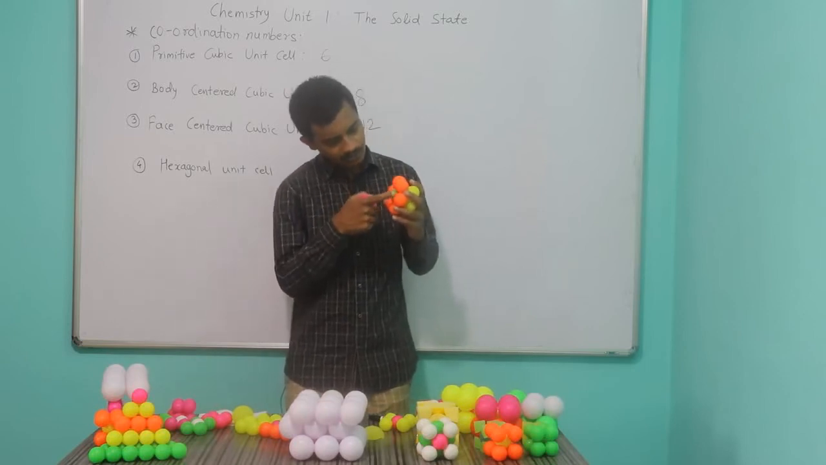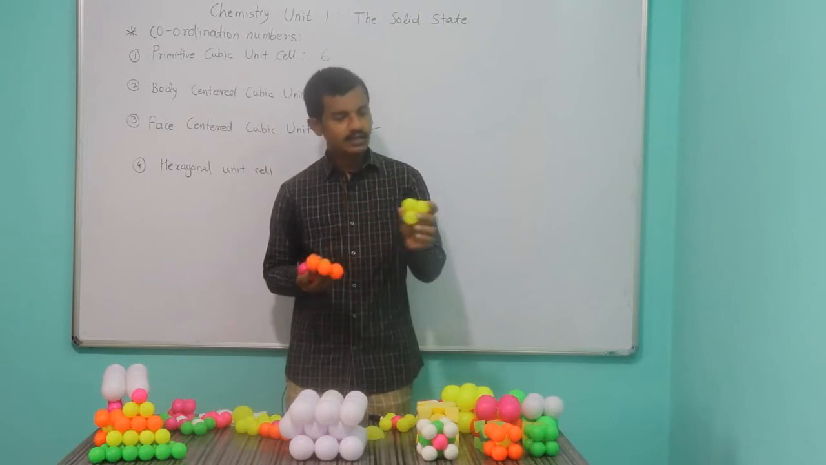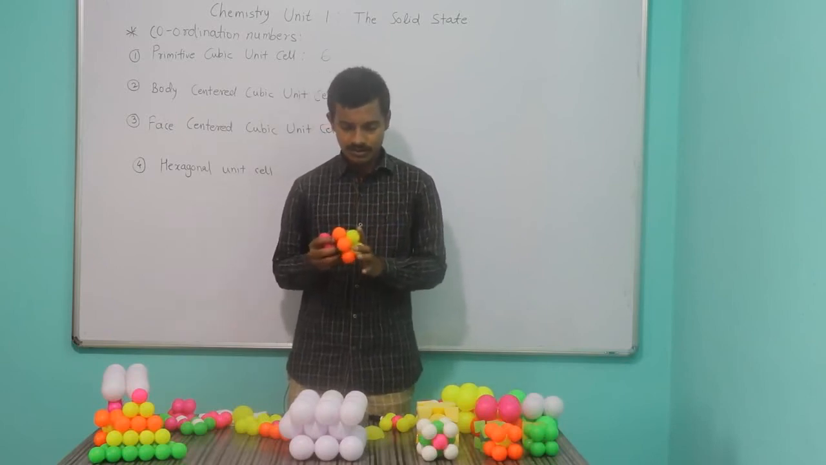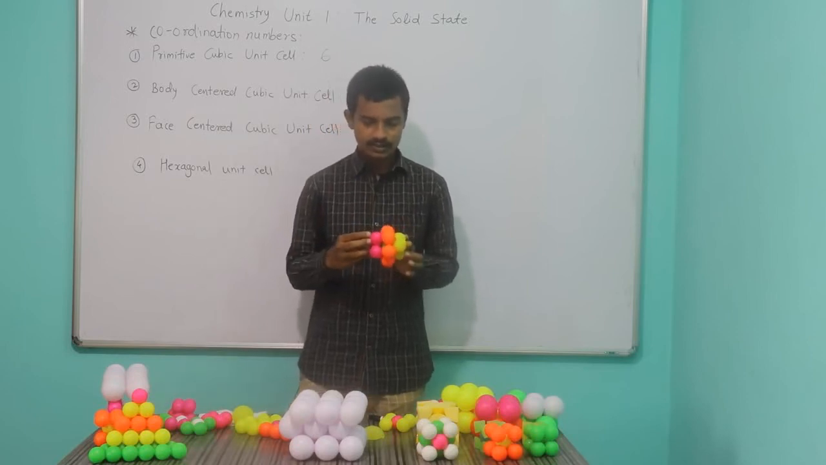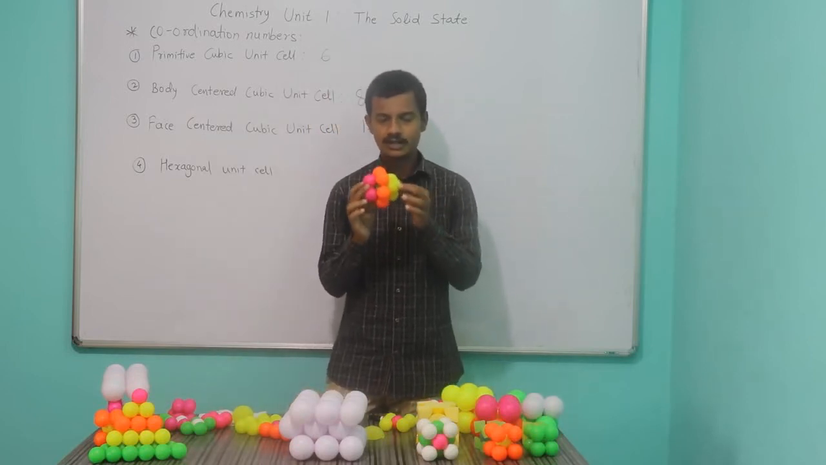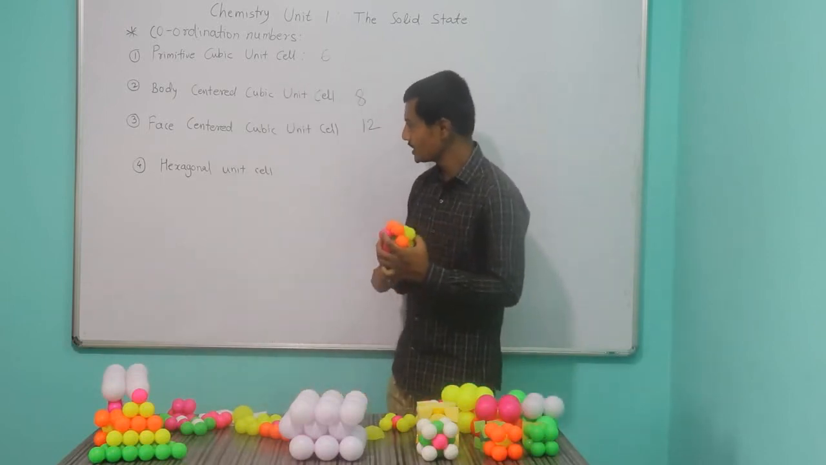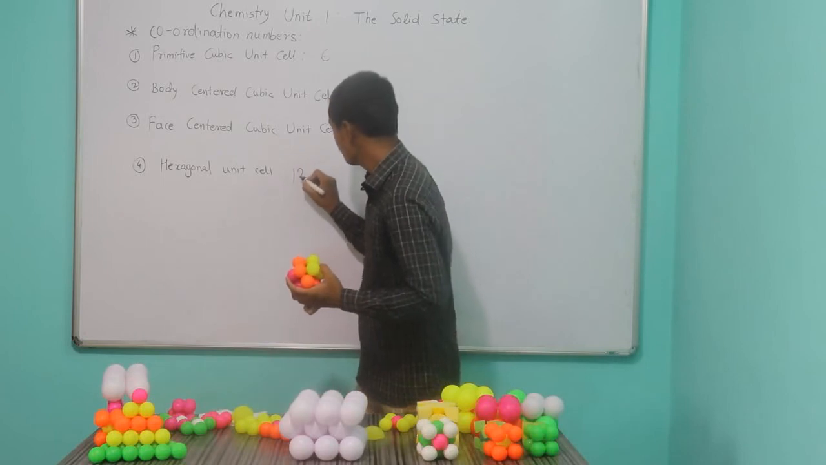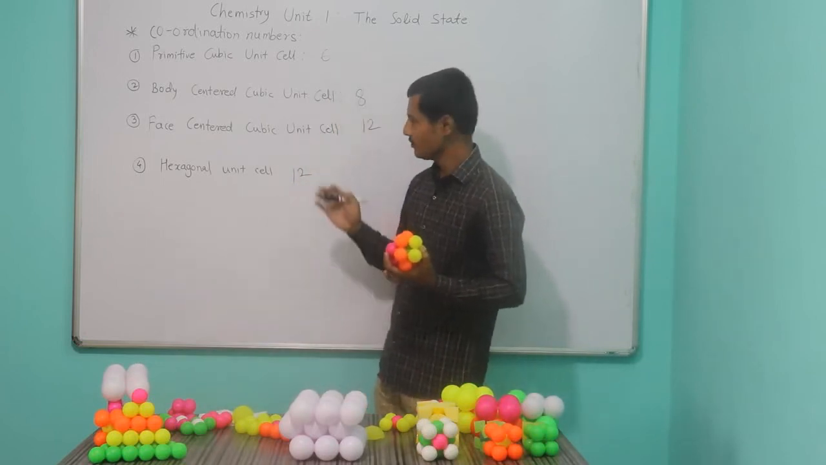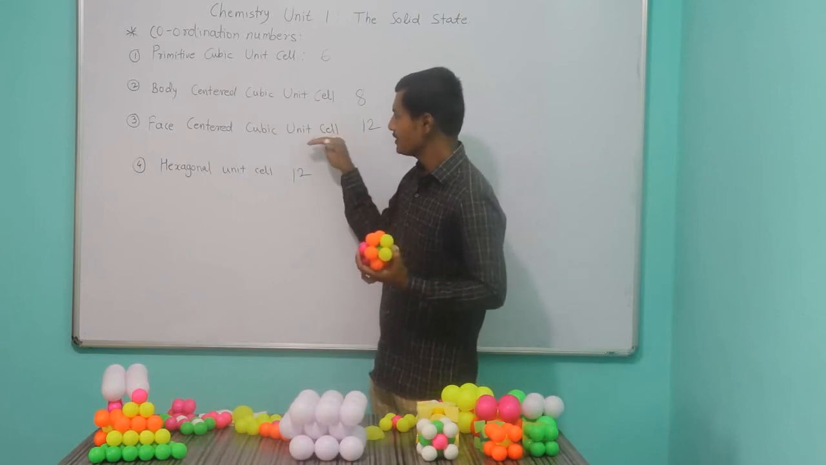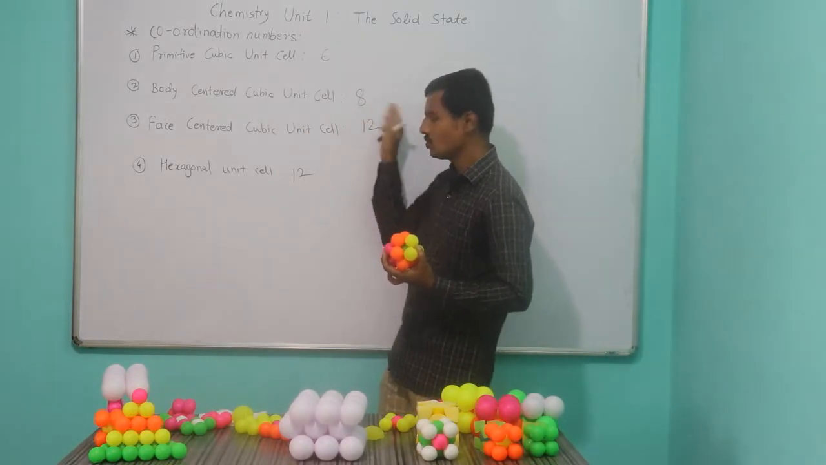This atom is already attached to 6 atoms, then again this atom is attached to 3 more atoms, and these atoms are attached to 3 more atoms. In this way the central atom is attached to 12 more atoms, and therefore the coordination number for the hexagonal unit cell is also 12. For the face centered cubic unit cell and the hexagonal unit cell, the coordination number is 12.